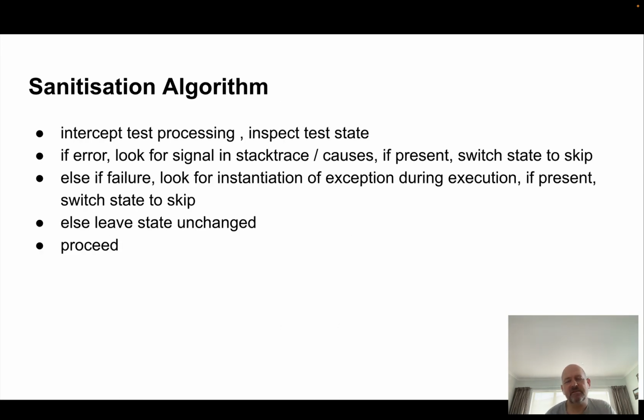So the way the sanitization works with our Saflate framework is we intercept test processing and inspect the state of tests. If errors, then we look for stack traces causes related to network exceptions. If present, we switch the state to skip. If it is failures, then we look whether the failure might be caused by some network exceptions that happened earlier during test execution. And if we find this, then we also change the state to skip. Else we leave the state unchanged and then we proceed.